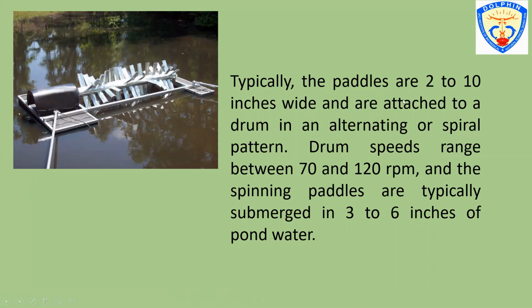Typically, the paddles are 2 to 10 inches wide and are attached to the drum in an alternating or spiral pattern, as we can see from the figure. The drum speeds range between 70 to 120 rounds per minute, and the spinning paddles are typically submerged in 3 to 6 inches of pond water, as we can see from the figure.